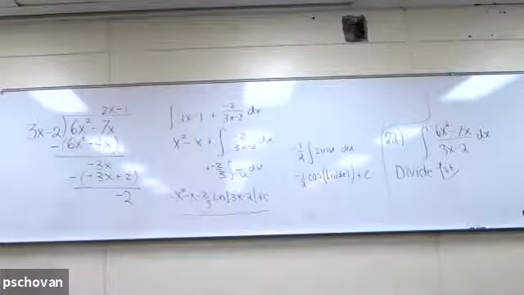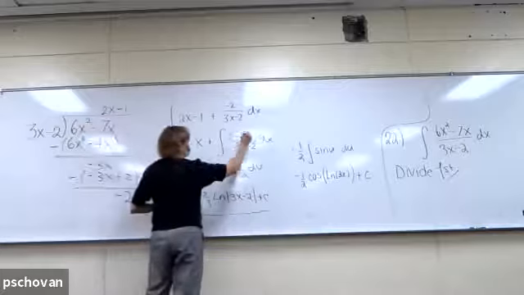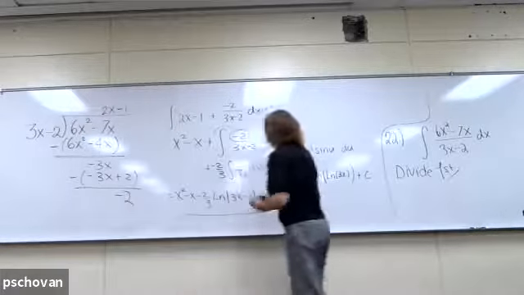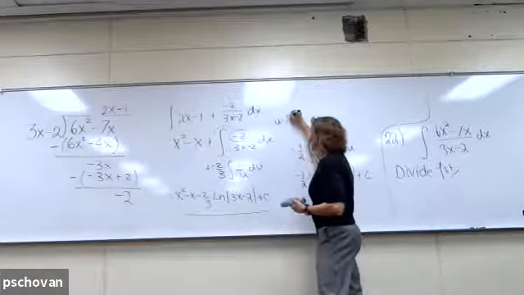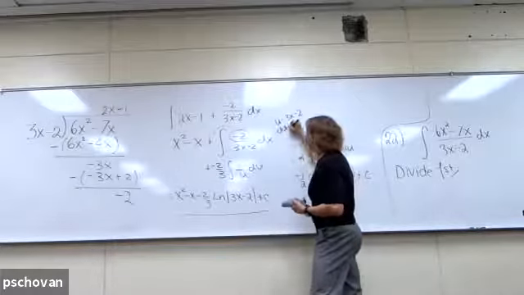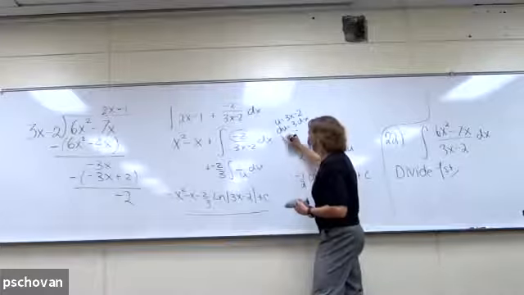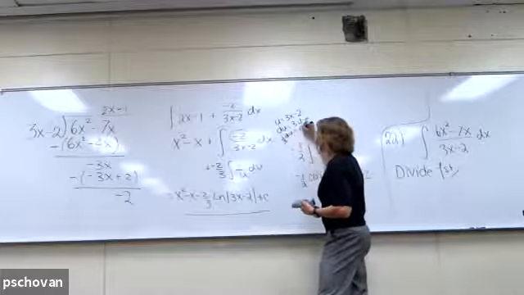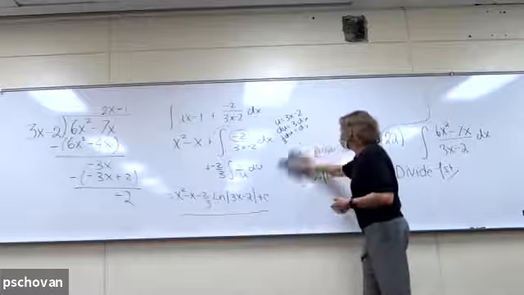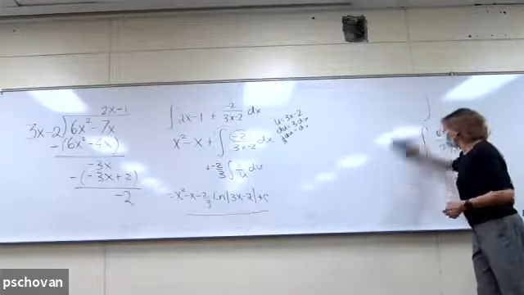Okay? How do you pull negative 2 over here? The negative 2 came from the top. Yeah. And then I take u to be 3x minus 2. The derivative of that is 3 times dx. Solve for dx by getting 1/3 du. You're welcome.